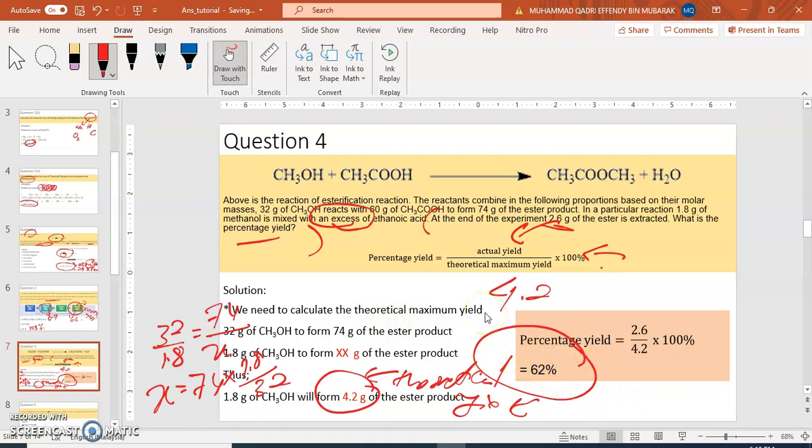So this is how we answer this kind of question, and you need to know the relation of what is the excess and what is the limiting reactant. So this kind of knowledge you need to know.